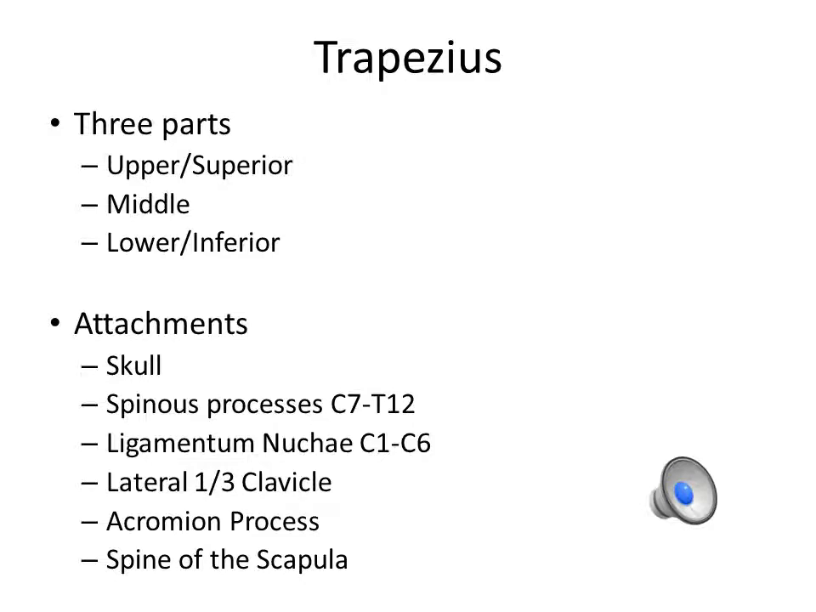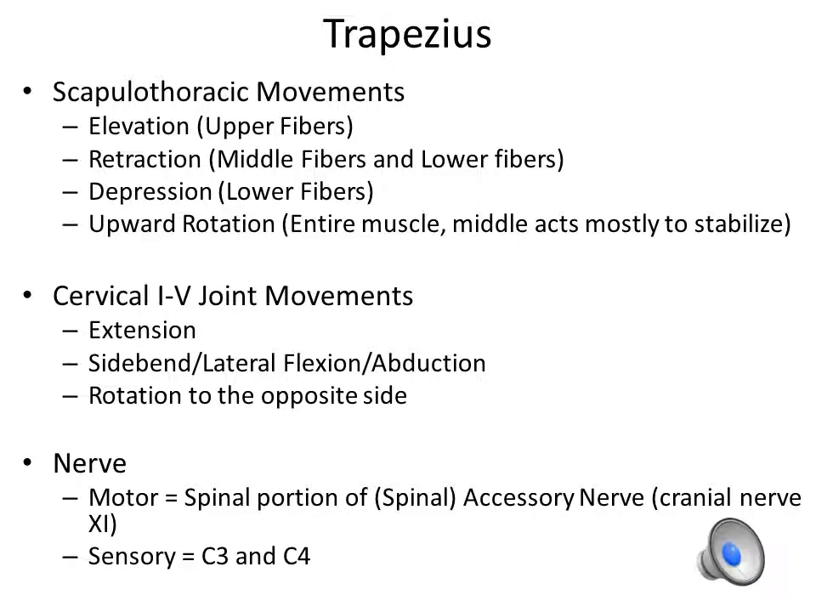The trapezius is a rather large triangular-shaped muscle that we think about in 3 parts. This comes into play when we think about the actual movements that this muscle does. The attachments of the trapezius that I'd like you to know are the skull, the spinous processes of C7 through T12, the ligamentum nuchae, C1 through C6, lateral 1/3 of the clavicle, the acromion process, and the spine of the scapula. The trapezius muscle performs action at both the scapulothoracic interface and the cervical spine.